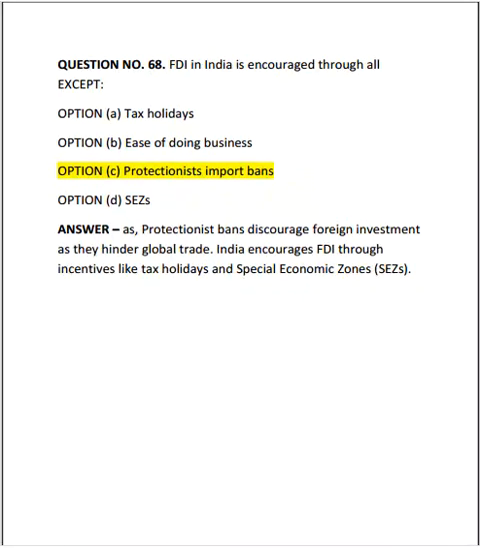Question No. 68. FDI in India is encouraged through all except. Option A. Tax holidays. Option B. Ease of doing business. Option C. Protectionist import bans. Option D. SEZ. Answer: protectionist bans discourage foreign investment as they hinder global trade. India encourages FDI through incentives like tax holidays and special economic zones (SEZ).